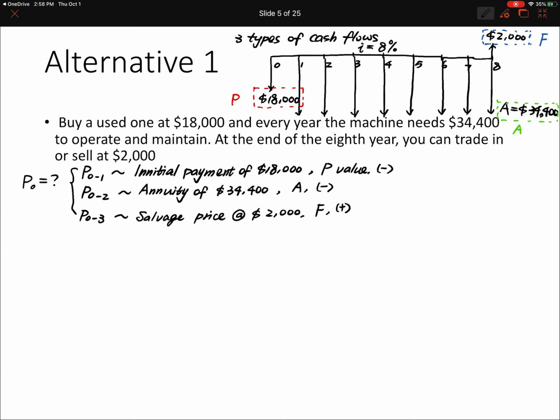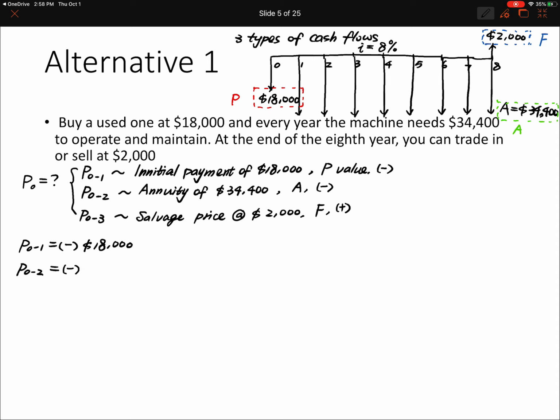And then you want to convert each part back to a present value. So what is the P01? What is the present value of a present value at 0 time? You don't have to convert anything because the 18,000 is already happening at the time 0. So there's no converting, no compounding needed. So you can just write negative 18,000.